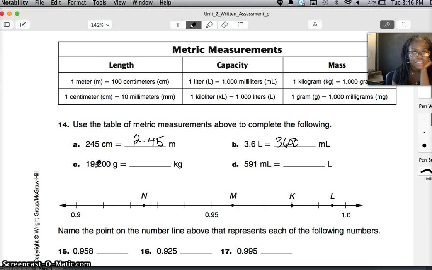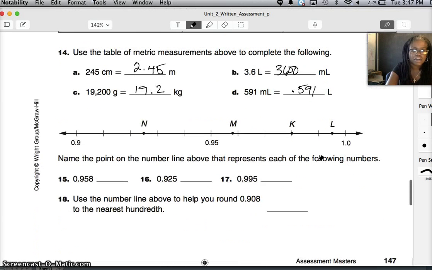3,600 milliliters. Here, I know that again, the kilograms, there are 1,000 grams per kilogram. So I'm going to divide this by 1,000 and I would get 19.2 kilograms. And finally, I still know that there are, for each 1,000 milliliters, there's 1 liter. So I'm going to divide this by 1,000 and I get 0.591.